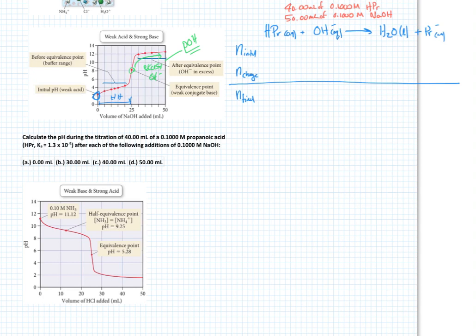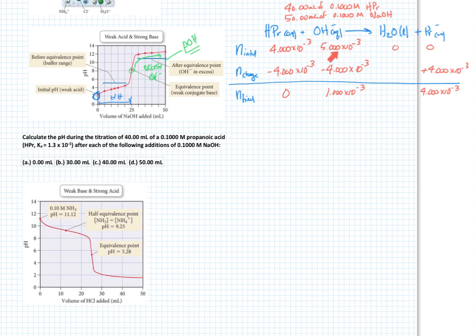So here's the setup. Once again, we have a mole table. This is not a molarity table. We have a mole table. And if you want to, you can stop the video now and fill out this mole table based on this information: 40 milliliters of 0.1 molar HPr, 50 milliliters of 0.1 molar NaOH. Fill this out, stop the video, start it up again, and see if you end up with the right numbers.